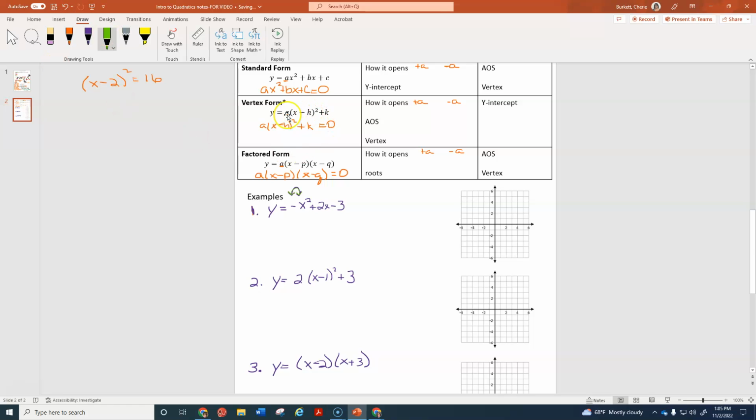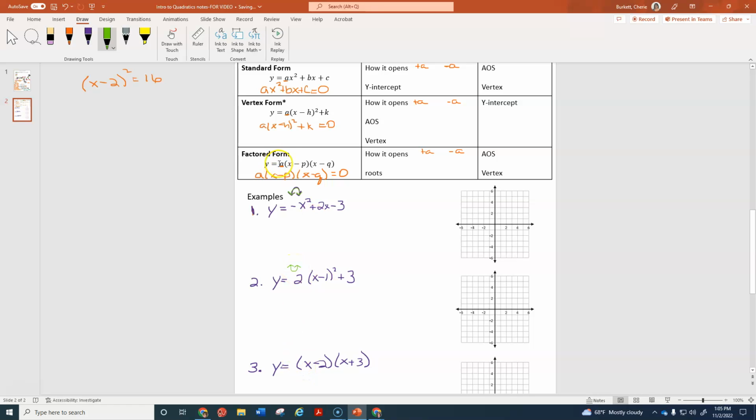Okay, so for vertex form, the A is the number in front of the parentheses that's being squared. Here's the parentheses that's being squared. The number in front is a 2. It's a positive 2, so we know that that means that the parabola is opening up, because the A is a positive number.